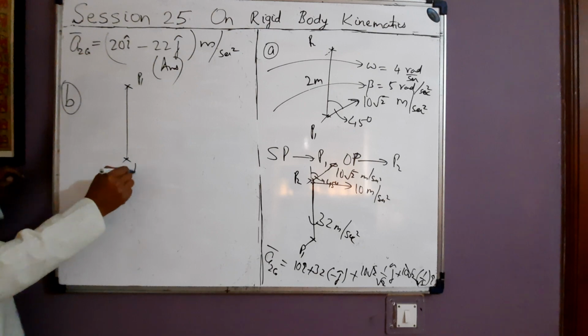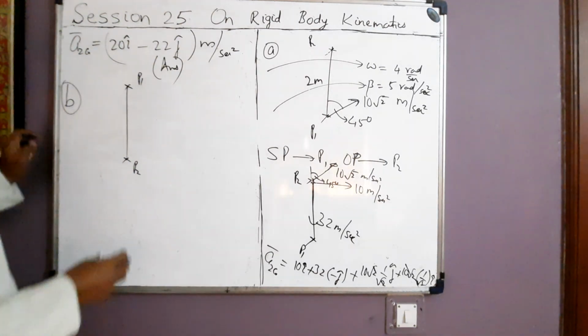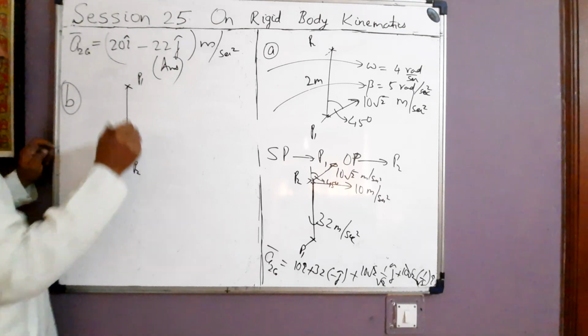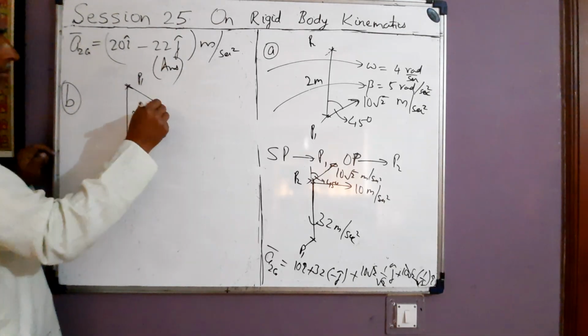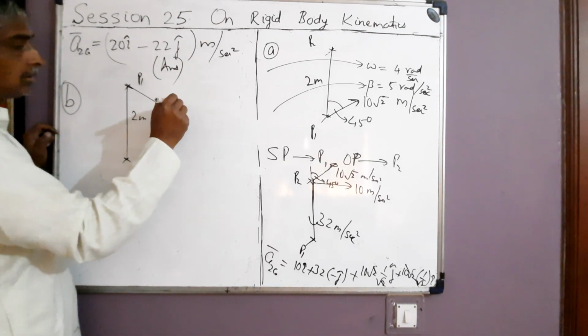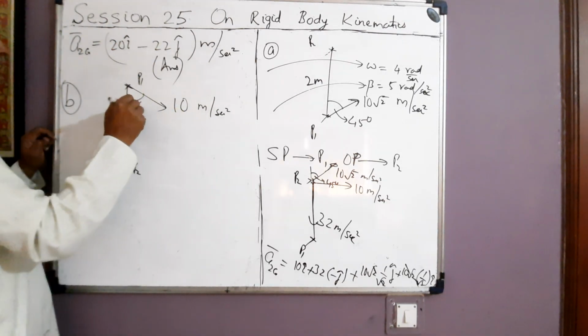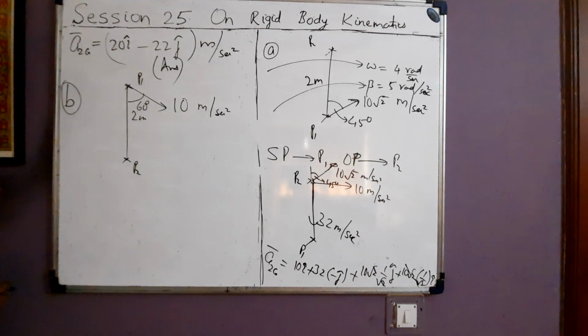This is P1, this is P2. The coordinate system is as usual, the same as in part A. This is a 2 meter rod length. The acceleration of P1 is 10 meter per second square at an angle of 60 degree.